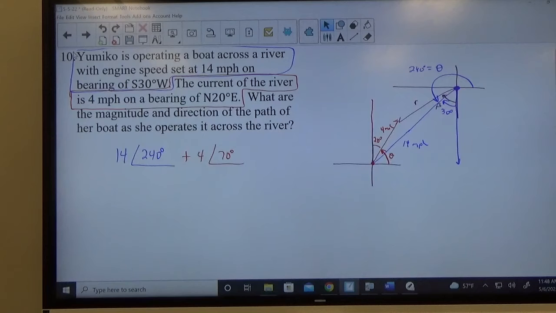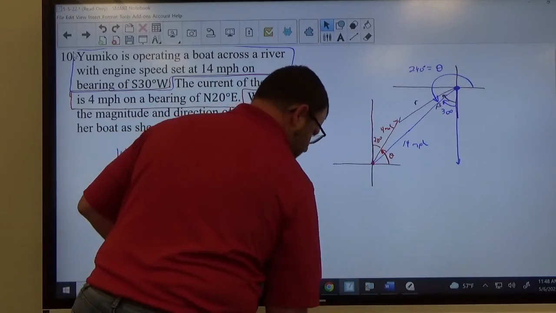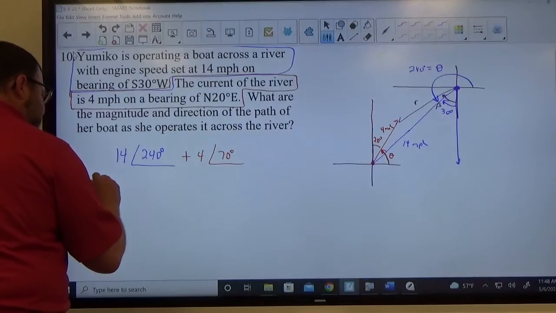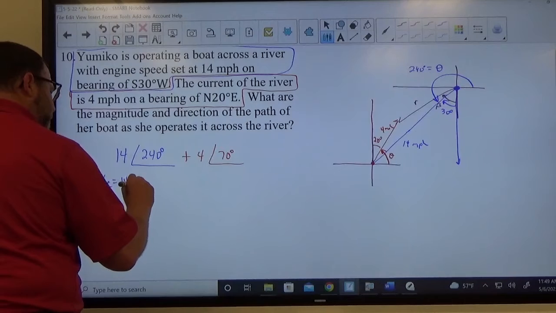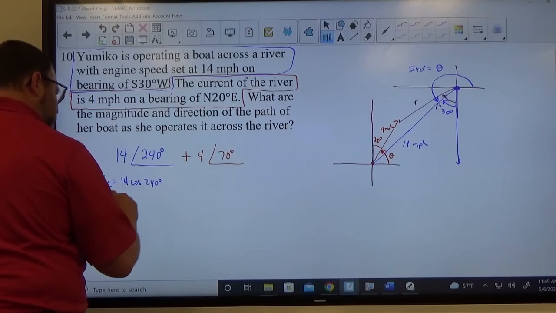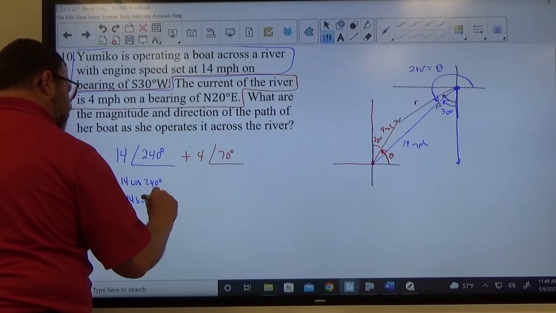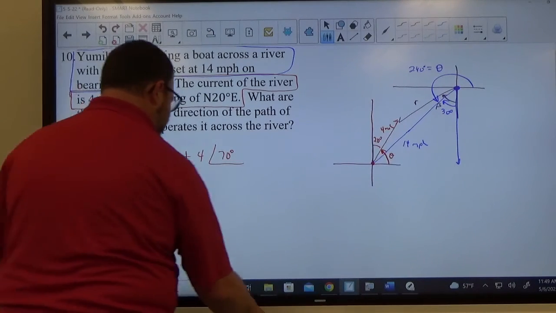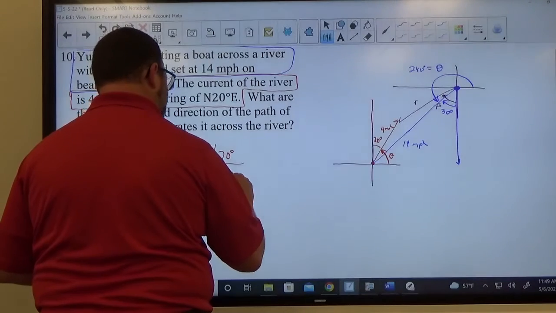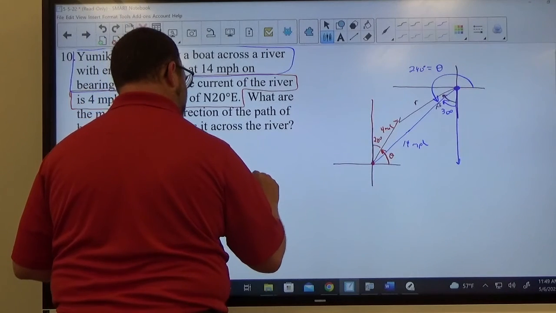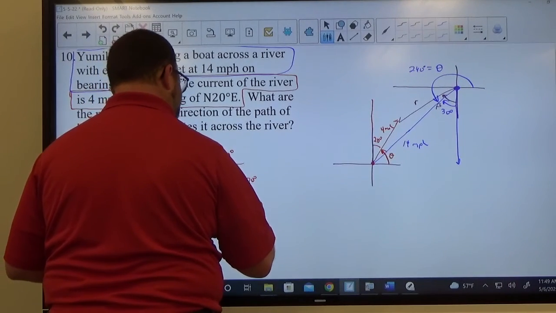Okay, so I want to write a vector addition problem using normal polar form that we have been using here. Next, I want to change this to component form. Your x component is going to be 14 cosine of 240. Your y component is going to be 14 sine of 240. And for this one, your components are going to be 4 cosine of 70, and your y component is going to be 4 sine of 70.